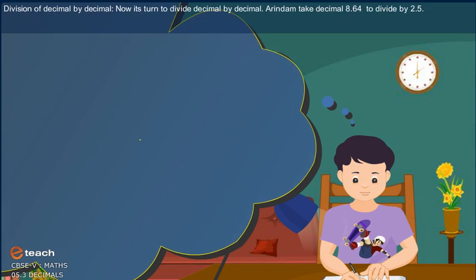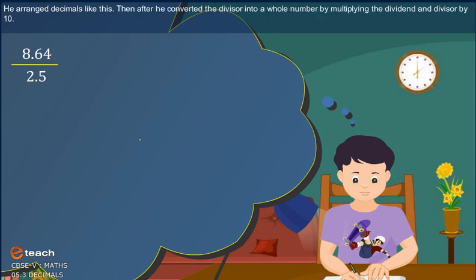Division of decimal by decimal. Now it's time to divide decimal by decimal. Arindam checked decimal 8.64 to divide by 2.5. He arranged the decimals like this. Then he converted the divisor into a whole number by multiplying the dividend and divisor by 10.